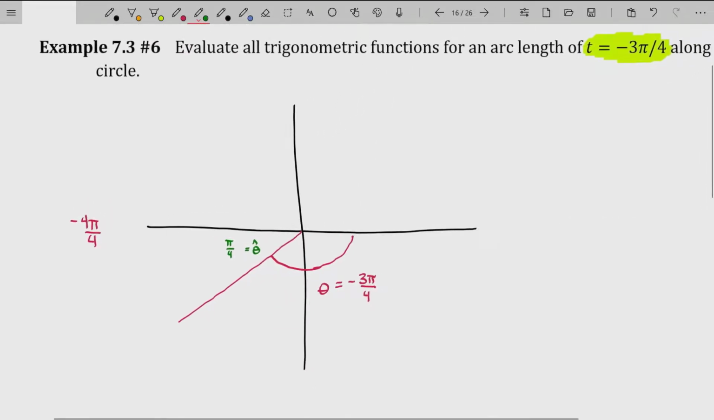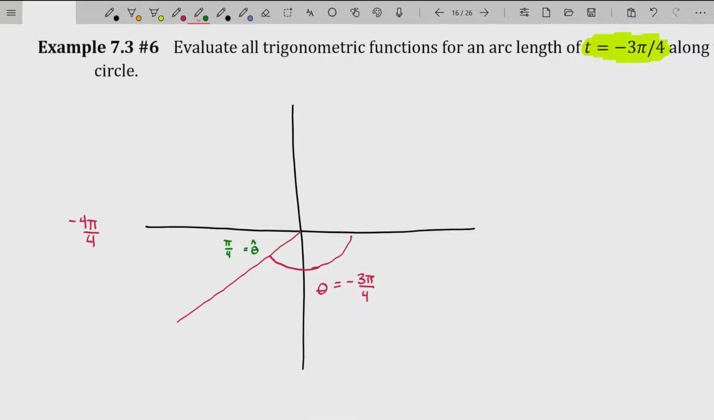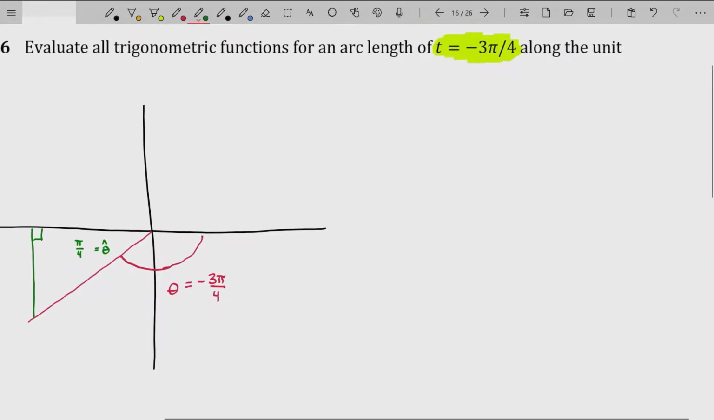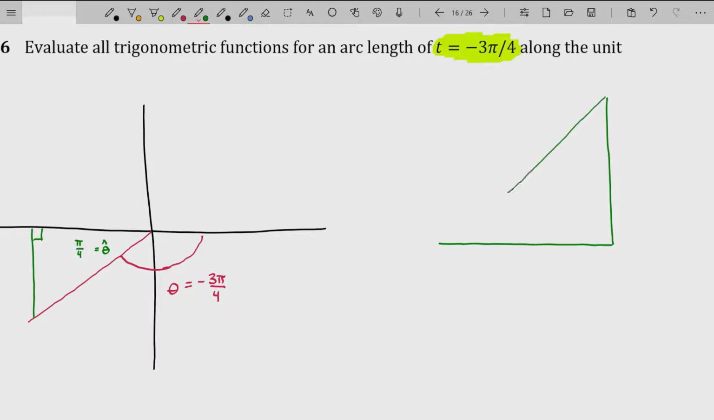So now what I'm going to do is draw a right triangle. I wouldn't normally draw it here, but I'm just showcasing it. I'm going to draw a right triangle off to the side here. But the right triangle I'm going to draw is going to have a pi over 4 as an angle. And that's a special triangle. Pi over 4, right angle.